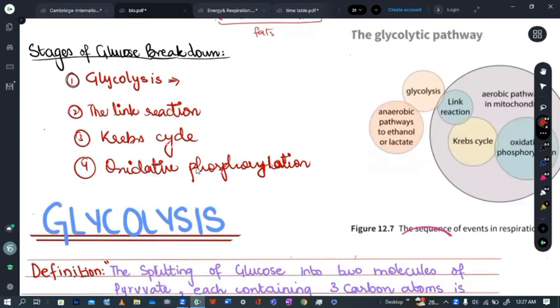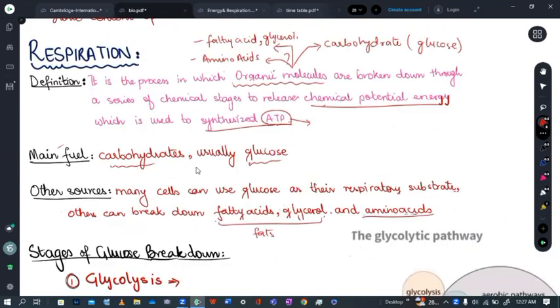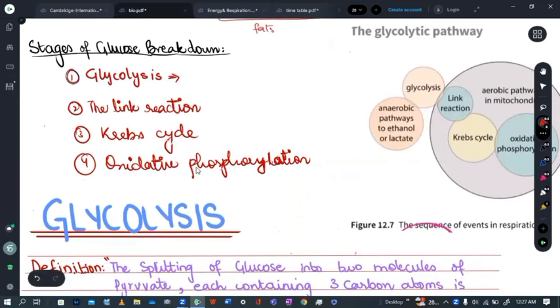Coming to glucose metabolism, how do we get an ATP molecule from these respiratory substrates? Talking about glucose, it passes through a series of stages, the glucose metabolic pathway, through which it gets converted into this energy-rich molecule. The stages of glucose breakdown are basically 4, and these stages occur in the presence of oxygen.